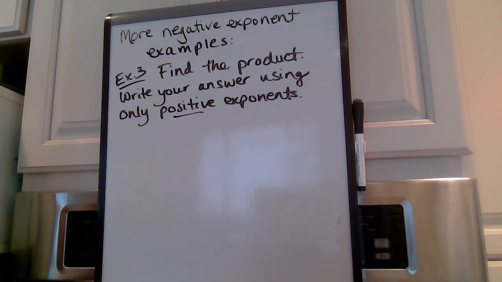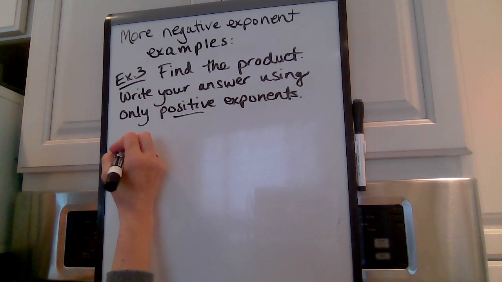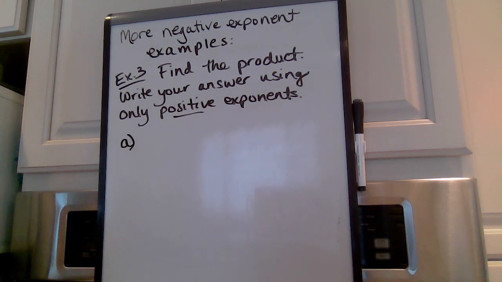Okay, so one last set of examples, called example 3, and it has a couple parts. Now the directions are telling you to find the product. Write your answer using only positive exponents. Remember, product is the result of a multiplication problem. So we're going to simplify it, and we're going to write our answer using positive exponents. Let's start with one that just has numbers.